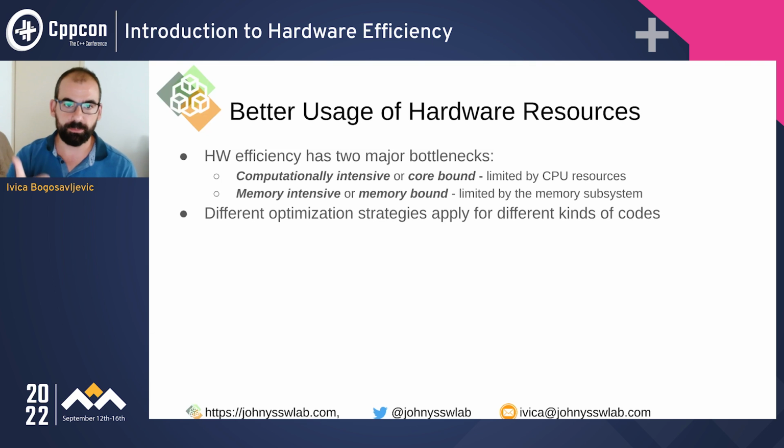Okay, so we talk about computationally intensive or core bound and memory intensive or memory bound software. And the reason we are talking about these two different types of hardware efficiency problems is that optimization strategies for computationally intensive code are completely different from optimization techniques for memory intensive or memory bound code.